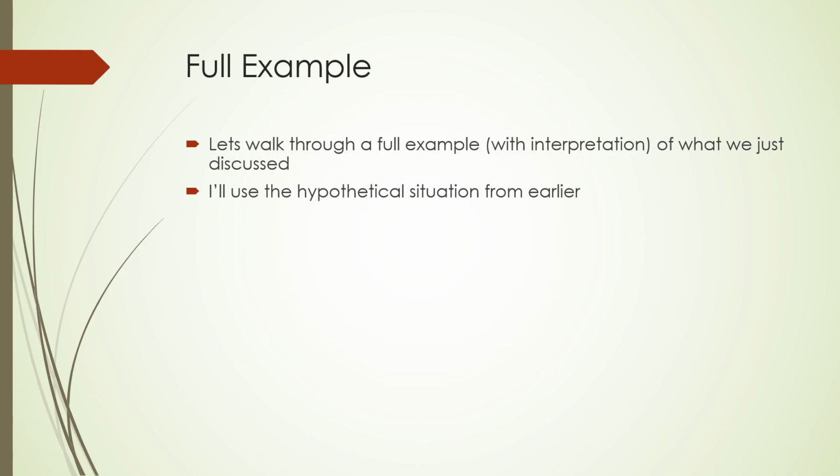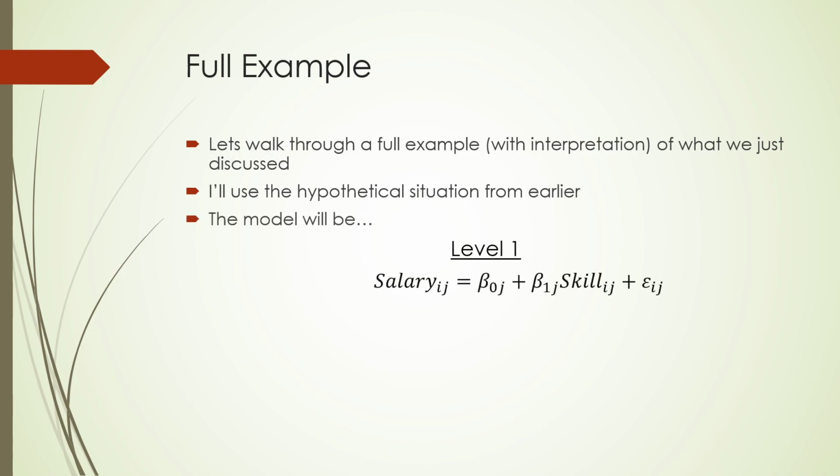So I'm going to use the hypothetical data situation that we've been discussing all along. That is, we're going to look at a model of salary based on skill at the individual level. And then at the company level, we're going to look at, as I mentioned earlier, random intercepts and slopes. But I'm also going to let public versus private companies impact the base pay. So public versus private isn't going to be something I assess at the slope level. It is going to be something I assess at the intercept level.